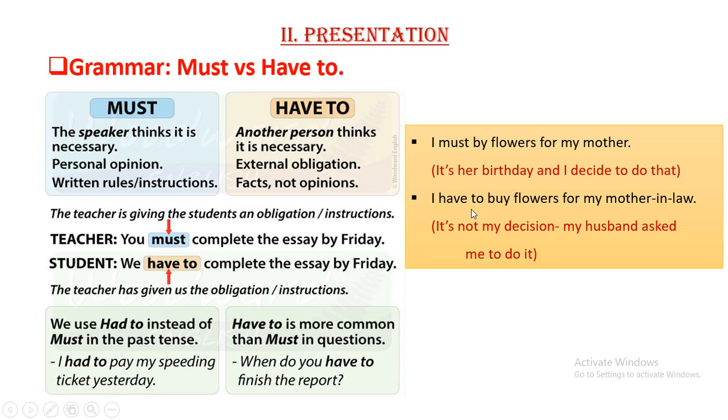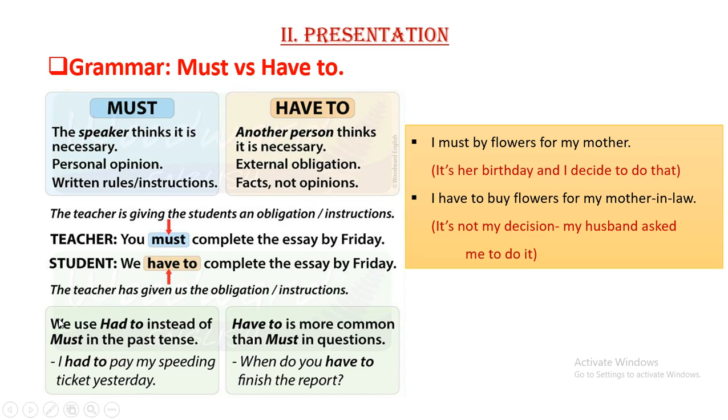Okay, one more sentence. Say, I have to buy flowers for my mother-in-law. It is not my decision. My husband asked me to do it. It is important too, but it is not about her own thinking. Her husband asked her to buy flowers for her mother-in-law. So this is called another person thinks it is necessary. So in a case like this, you're going to use have to or has to. Okay, so this is about the differences between must and have to.